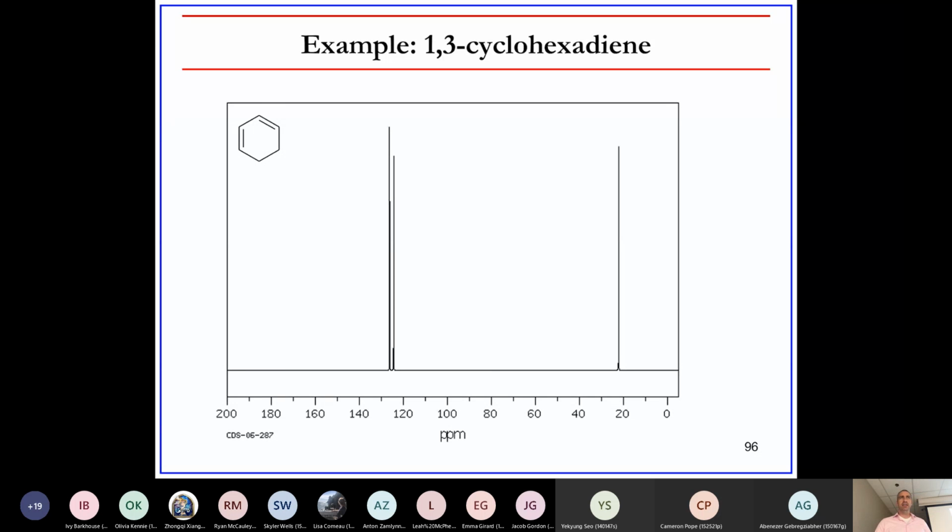1,3-cyclohexadiene. This is another ring and it's got two. Think about this molecule for a second and think about planes of symmetry. How many planes of symmetry can you find in this molecule?